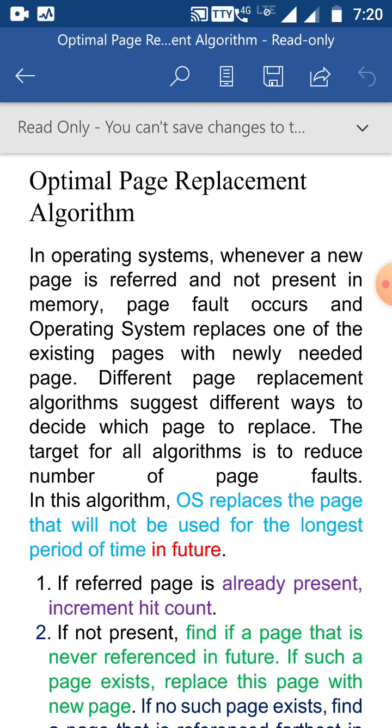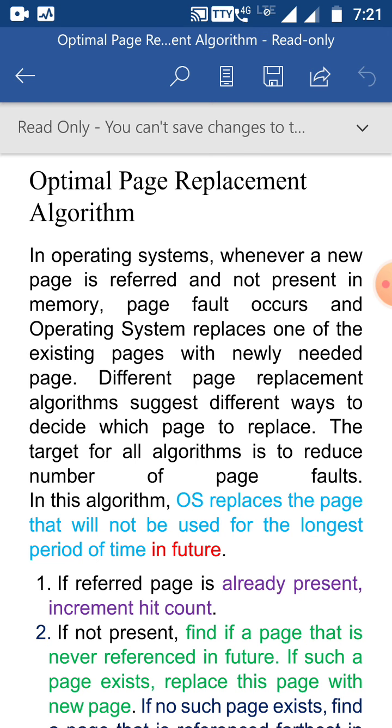Then if all frames are occupied by pages, and next a new page enters for execution, here a page fault occurs. Okay, if a page fault occurs, one residing page must be replaced. So the optimal page replacement algorithm provides two things. Okay, so we know already that in execution, if one page is going to be referred to, it is going to look in the page map table.